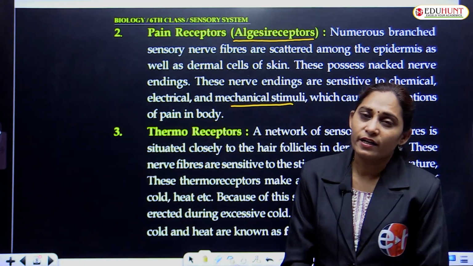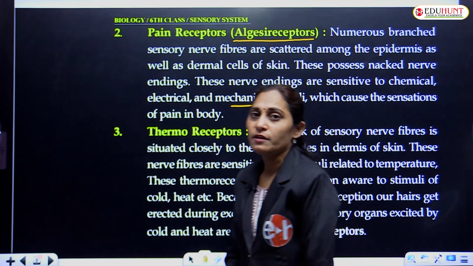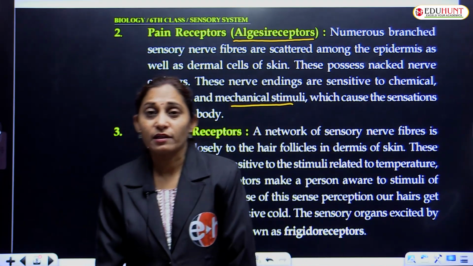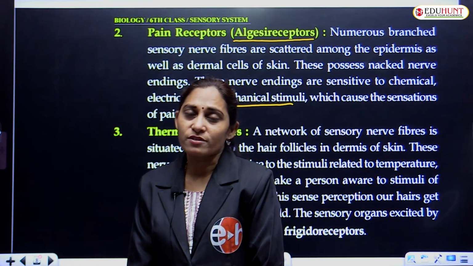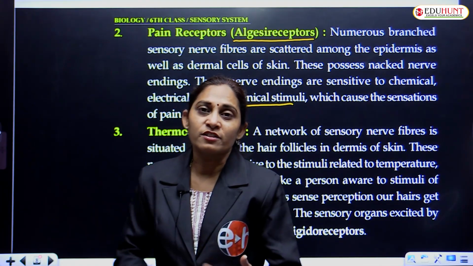నెక్స్ట్ సెషన్‌లో ఇంకా మిగతా రిసెప్టార్స్ గురించి మనం డిస్కస్ చేద్దాం. మిగతా రిసెప్టార్స్, మిగతా గ్లాండ్స్ అండ్ ఈవెన్ సెన్స్ ఆర్గాన్స్ గురించి మనము డీప్ డిస్కషన్ చేద్దాం.